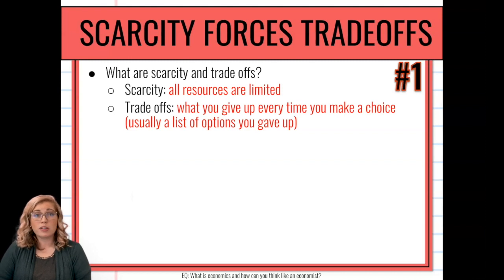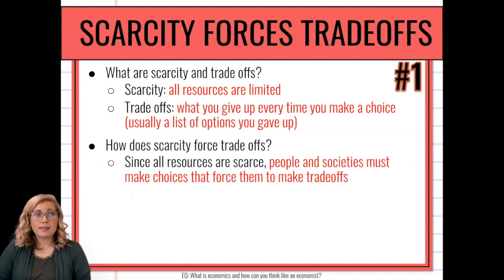Usually there's a whole slew of things that you're going to give up. So you chose to watch this. You could be sleeping. You could be gaming. You could be TikToking, if that's a verb. You could be tweeting. You could be texting. There's all types of different things. All right. But you gave that up. So how does scarcity force these trade-offs? Since all of our resources are scarce, people and societies have to make choices that are going to force them to make trade-offs. Because you made a decision, you're trading other things off.